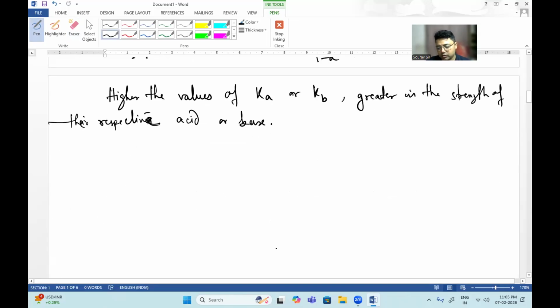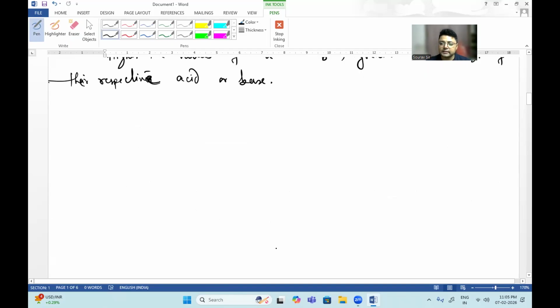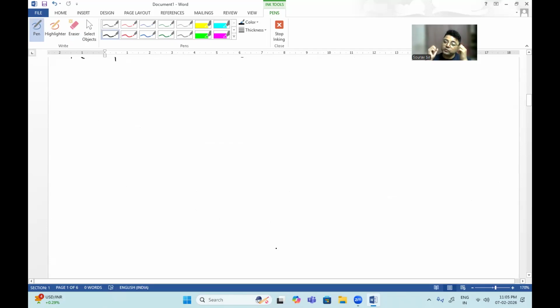Now, if our acid is a monobasic acid, then this law holds very good. If the acids are monobasic acids, this law holds very good. But what will happen if it is a dibasic acid, or a diacidic base? Suppose in place of acetic acid, I am taking oxalic acid.